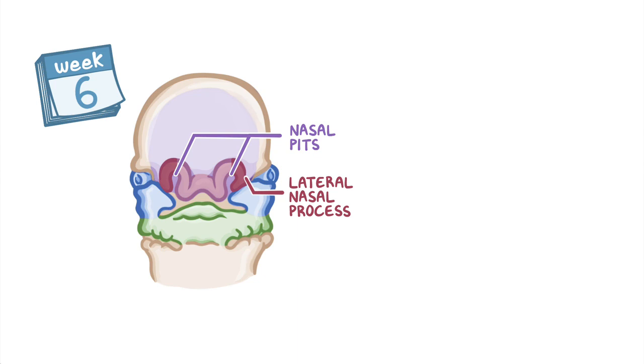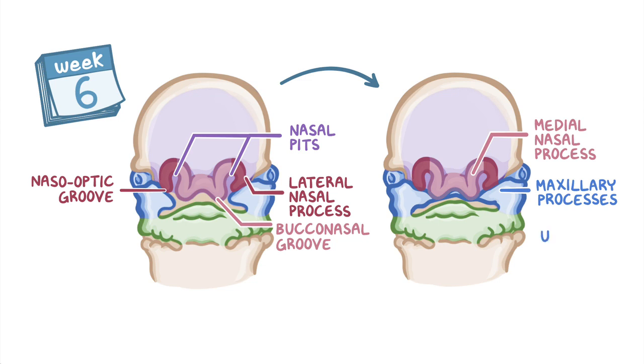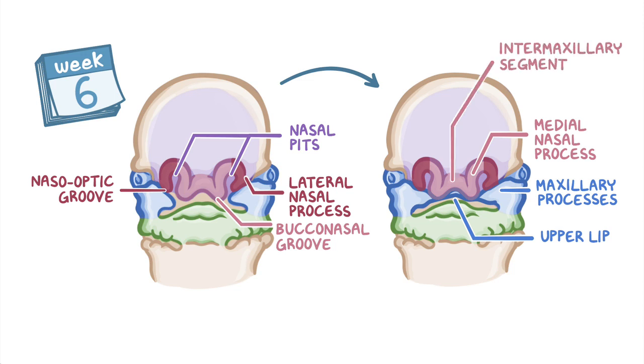At the same time, the maxillary processes start to proliferate towards the center, while remaining separated from the lateral nasal process by the naso-optic groove, and the medial nasal process by the bucconasal groove. By the end of week 6, the maxillary processes fuse with the medial nasal processes on each side, forming the upper lip. Around the same time, the 2 medial nasal processes come together, forming the intermaxillary segment.